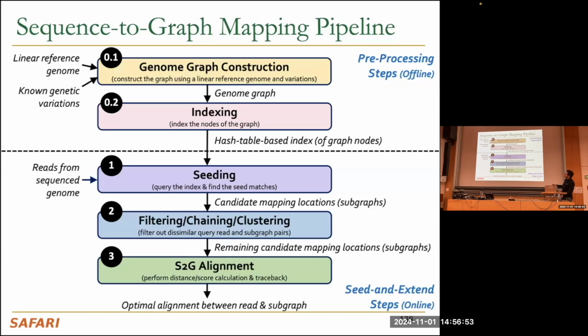Of course, the graph construction part, you construct your graph. That is the different part, but also the seeding part. So the seeding is not necessarily now just a simple matching to a linear reference genome, but you need to match it to a graph. But then further on, how to identify basically the right path in the graph by performing the alignment and so on.